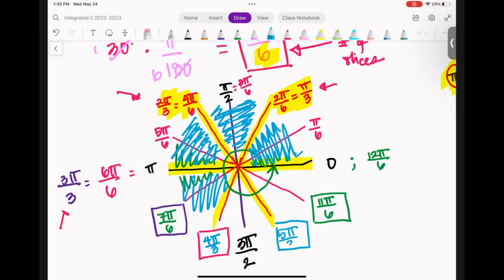So if you paid attention to the ones with the denominator of 3, we got pi over 3, 2 pi over 3, 3 pi over 3, 4 pi over 3, 5 pi over 3, 6 pi over 3.